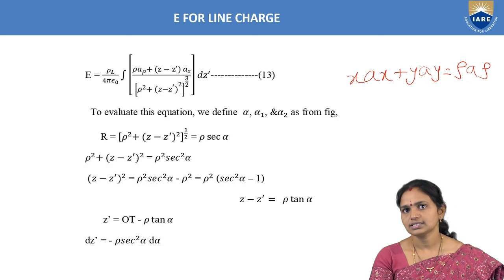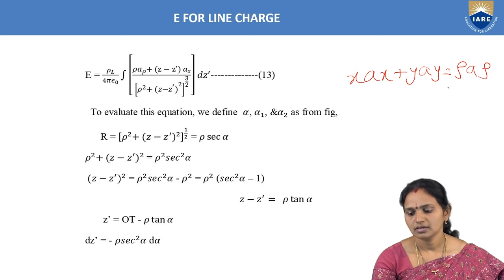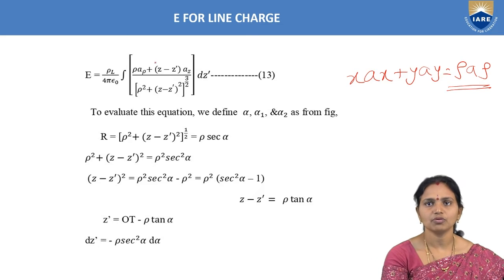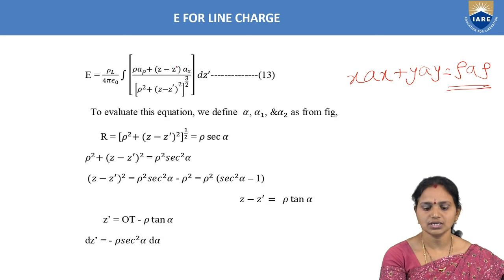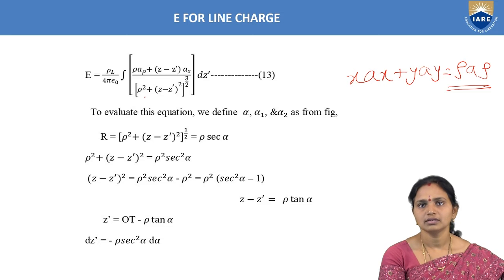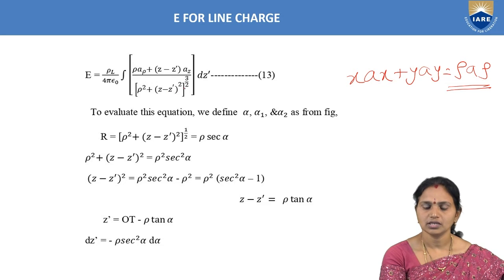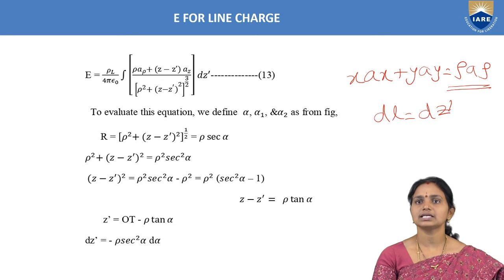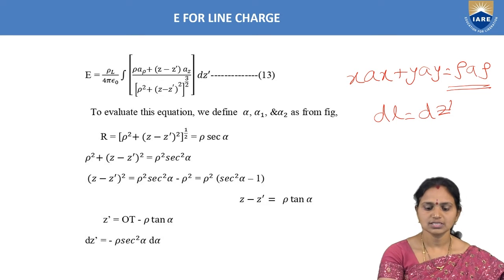As we have only x and y components, we can replace that one with rho a rho. Now it is rho a rho plus (z minus z dash) az divided by square root of rho square plus (z minus z dash) whole square, whole to the power of 3 by 2, into dz dash, because here dl component is dz dash. Now by replacing dl with dz dash, this is the equation.